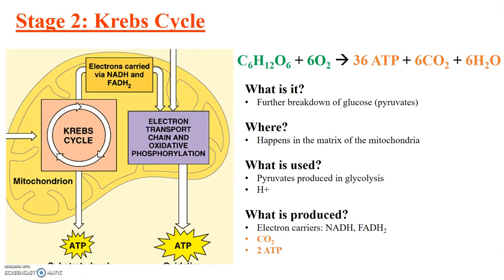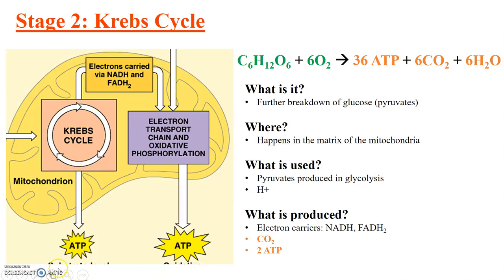Once those pyruvates are formed, once the glucose gets broken down, they enter the mitochondria. They go into the inner matrix of the mitochondria. So they pass through the outer membrane and through the inner membrane, and they go into the inner matrix of the mitochondria, and they go through a series of reactions. It's a really complex cycle of reactions, too complex to go over here. But what I want you to know is the Krebs cycle is those series of reactions.